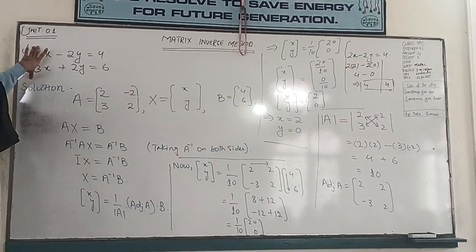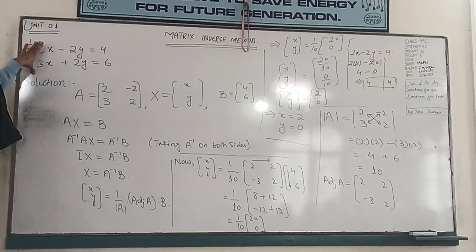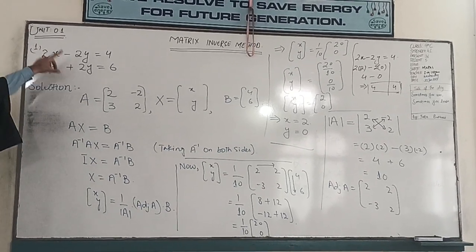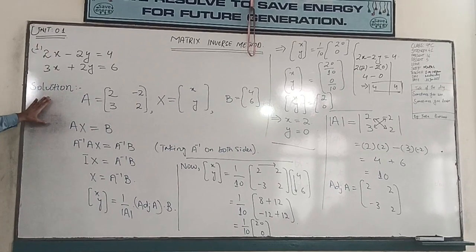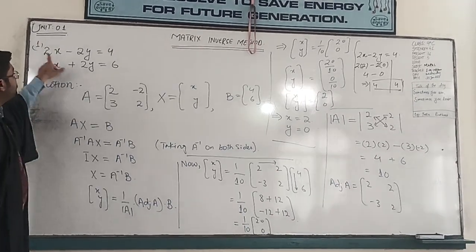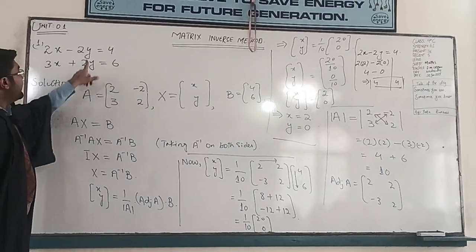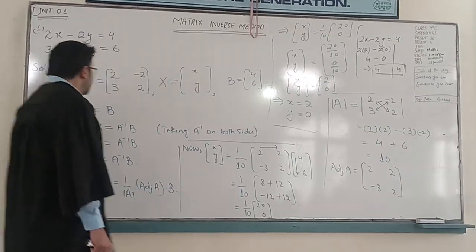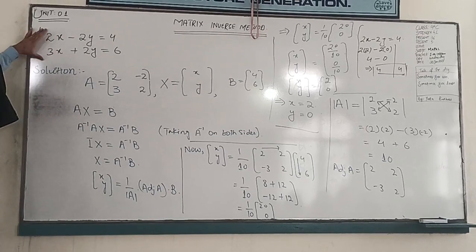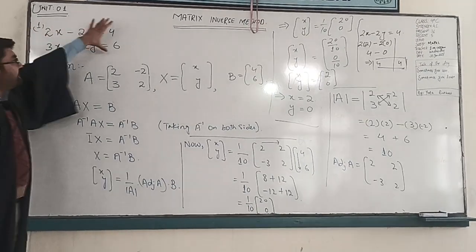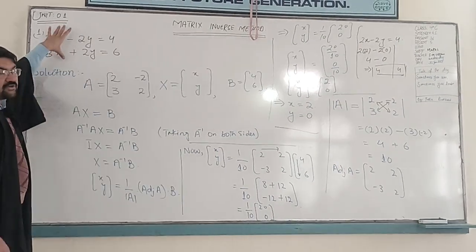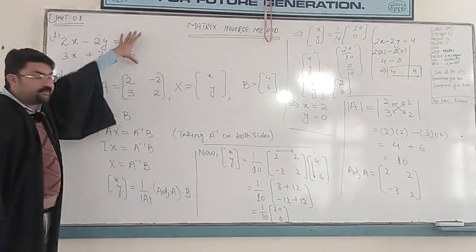The left-hand side of these two equations is the product of two matrices. The first is [2, -2; 3, 2] and the second is [x; y]. So we will replace them: A is [2, -2; 3, 2], X is [x; y] and B is [4; 6]. After that we take the result, that is AX equals B.